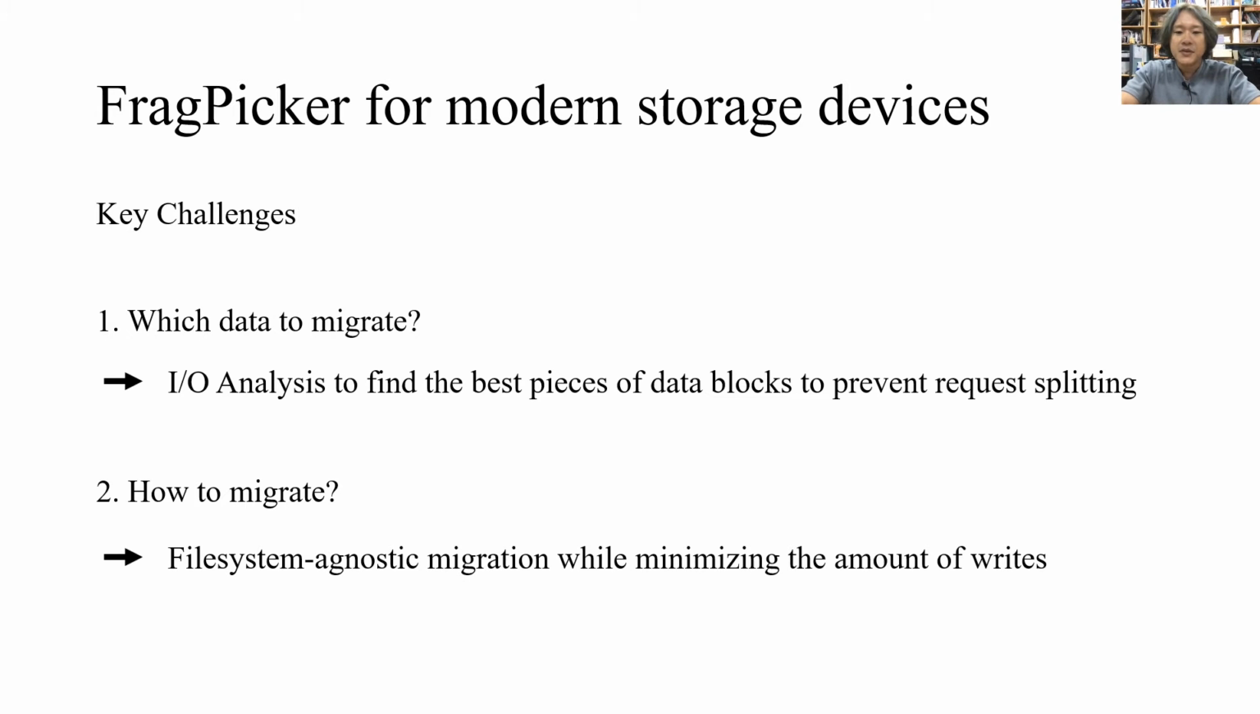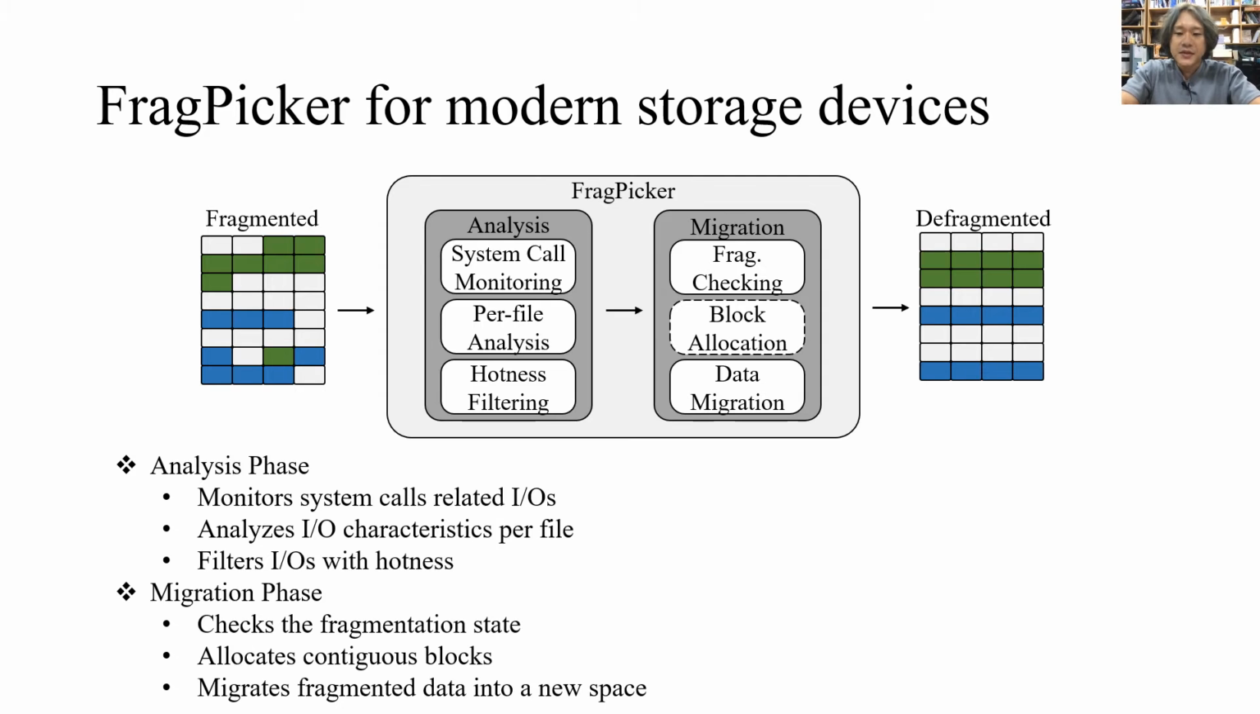To find out the optimal pieces of data for migration, FragPicker performs I/O analysis. Additionally, FragPicker utilizes some techniques to perform file system agnostic migration while minimizing the amount of writes. To achieve this, FragPicker performs mainly two tasks. First, the analysis phase consists of system call monitoring, per-file analysis, and hotness filtering. System call monitoring gathers I/O information at the system call layer, and per-file analysis analyzes the I/O characteristics for each file. Hotness filtering removes unnecessary pieces of data to minimize the amount of writes for defragmentation.